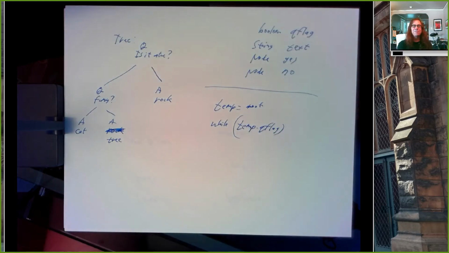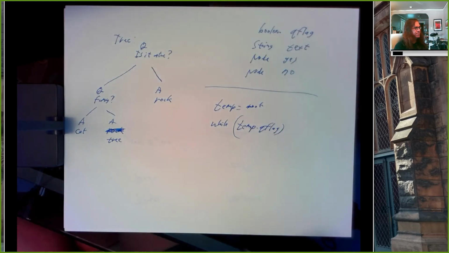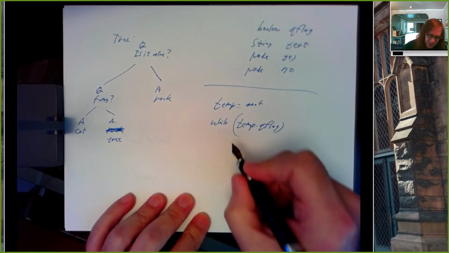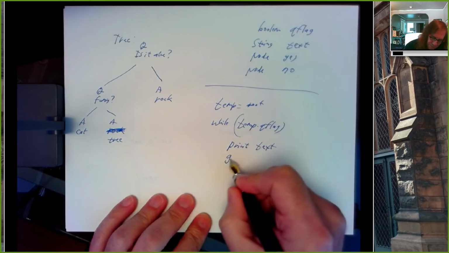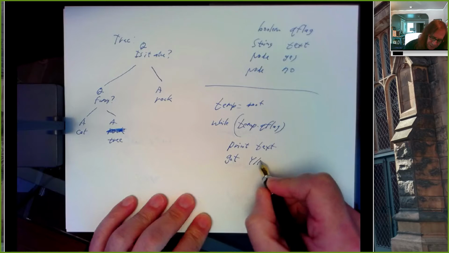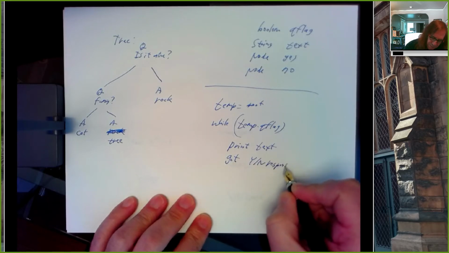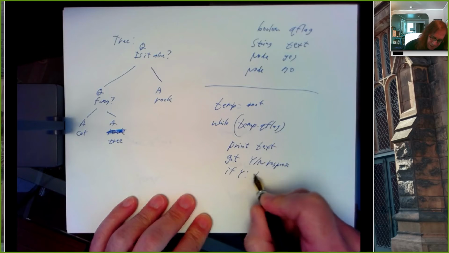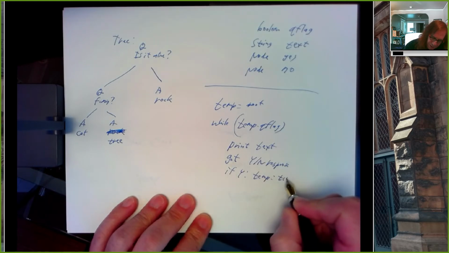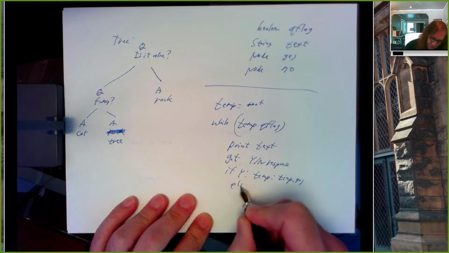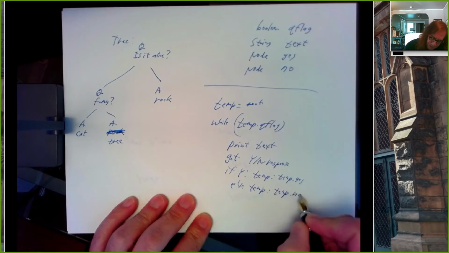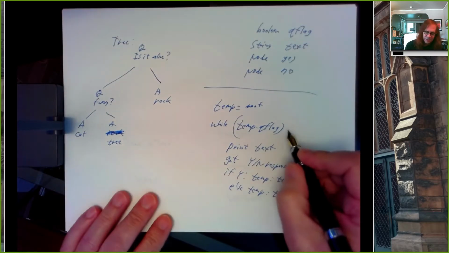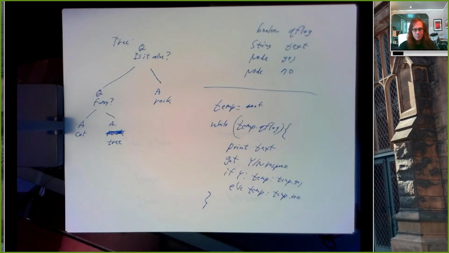And well, temp's Q flag is true, meaning that this is a question. So while we have a question, print the text, get yes, no response. If yes, set temp equal to temp.yes. Else temp equals temp.no. And go back up to the top. Alright, so this plays the game.